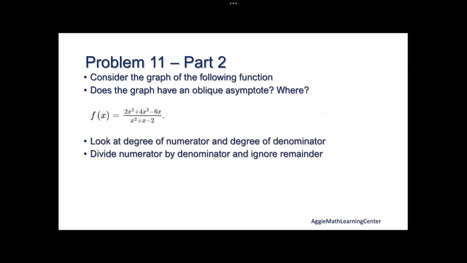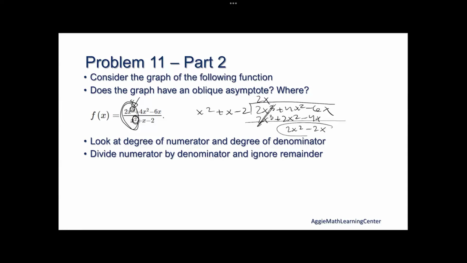And then we have an oblique asymptote because the degree of the numerator is only 1 bigger than the degree of the denominator. So that means we can divide x squared plus x minus 2 into our numerator. So we can multiply that by 2x. So we have 2x cubed plus 2x squared minus 4x. So we end up with 2x squared minus 2x. But again, this is our remainder, which we ignore. So we just have 2x. So we have y is equal to 2x. Our graph is going to eventually converge to this.